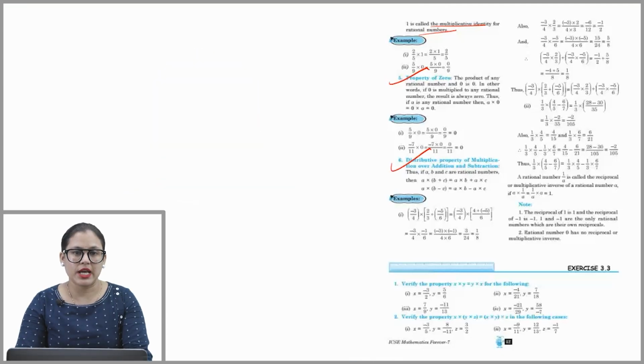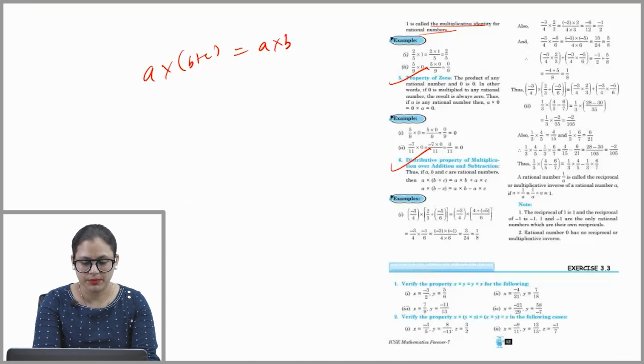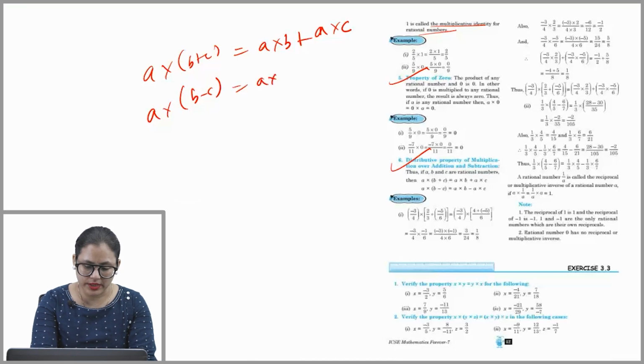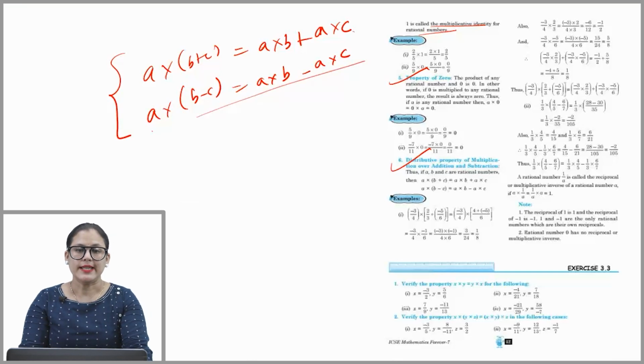Number 6, distributive property of multiplication over addition and subtraction. Thus, if A, B and C are rational numbers, then A into (B plus C) is equal to A into B plus A into C, okay? And A into (B minus C) is what? It is equal to A into B minus A into C, okay? This is distributive property of multiplication over addition and distributive property over subtraction.